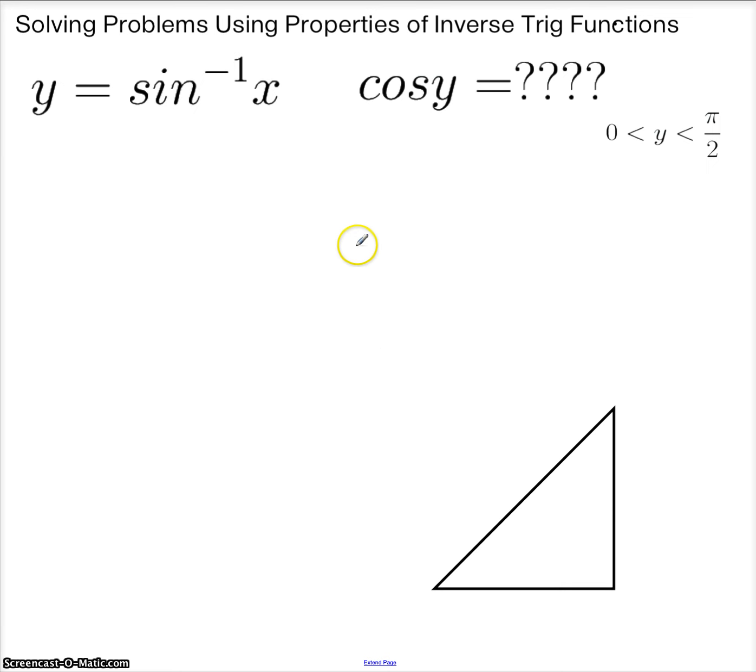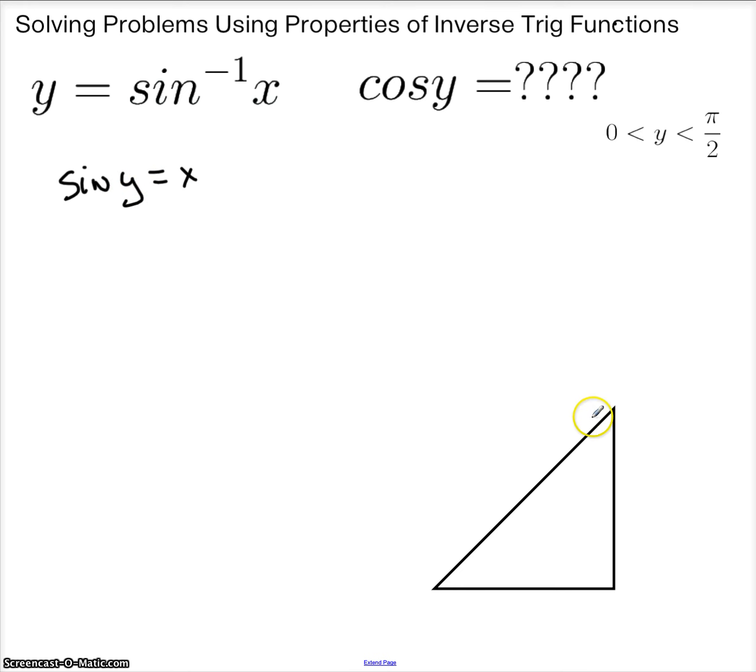Now what do you do when I give you something like this? y is equal to the arcsine of x, and I want you to find cosine of y. Well, sometimes you're just going to have to come back down and do some basic trig like you did in a previous math class. Now, I know y is the inverse sine of x, so I know that the sine of y, and remember, y is an angle here, has to equal x.